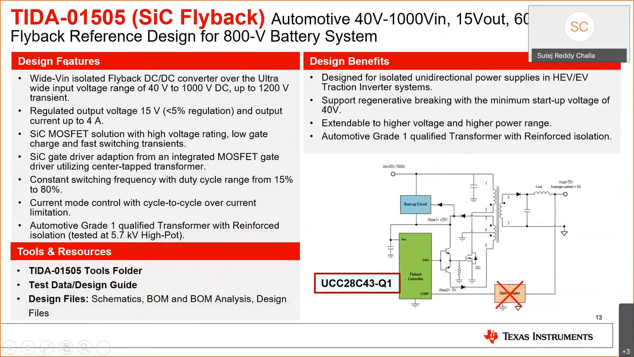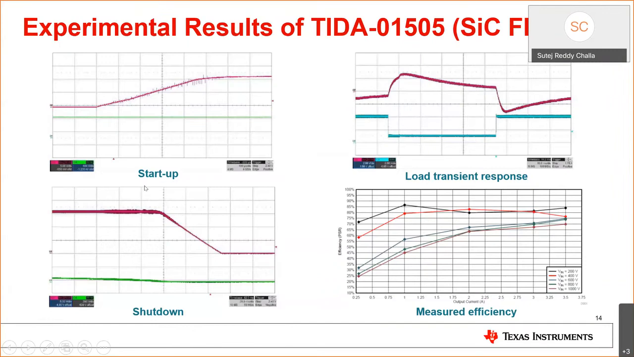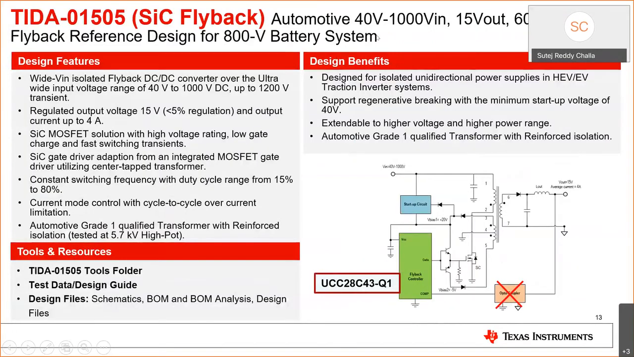TI also has a flyback reference design for an 800 volt battery system based traction inverter. This is the TIDA-01505, which uses a silicon carbide switch with an operating input voltage range from 40 volt to 1000 volt VIN. A little bit about this reference design: it uses TI's UCC28C43 general purpose PWM controller, and along with some additional external circuitry, this flyback power supply will be able to meet the needs of a SiC-based redundant power supply in the traction inverter.